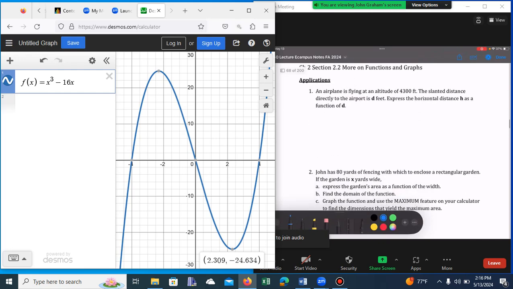All right, so a couple of applications. An airplane is flying at an altitude of 4,300 feet. The slanted distance to the airport is d feet. So this is a plane.